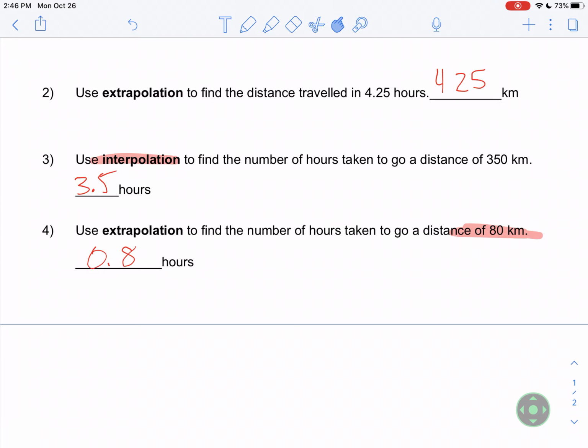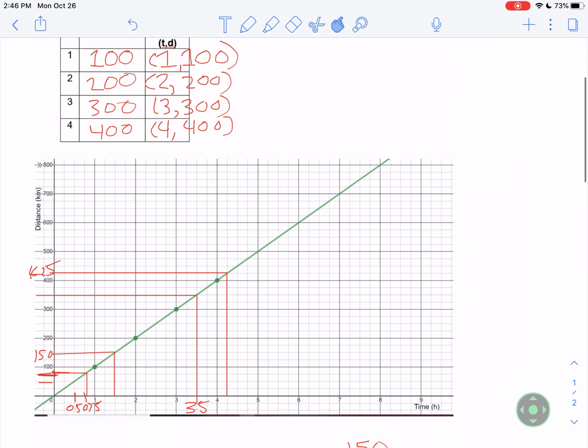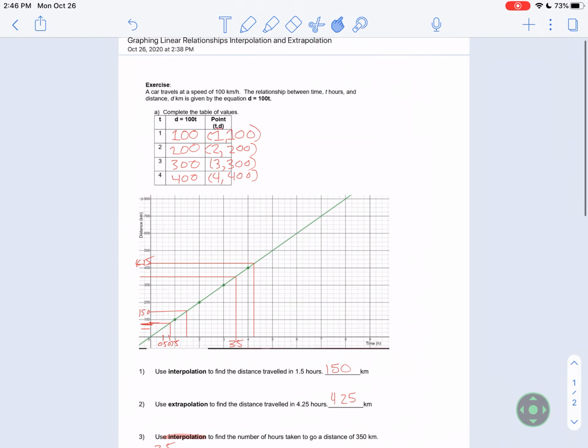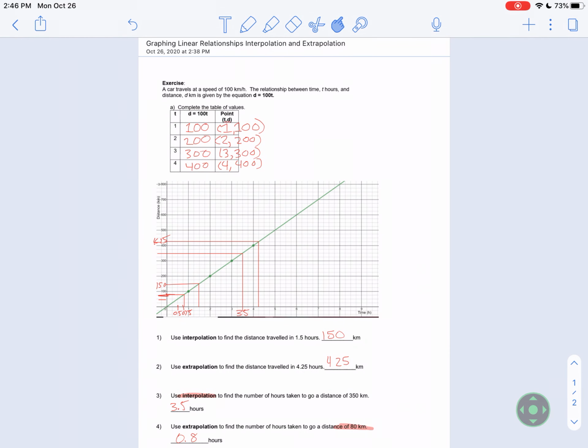Okay, so that's how you use interpolation and extrapolation to read information off of a linear relationship, a graph of a linear relationship.